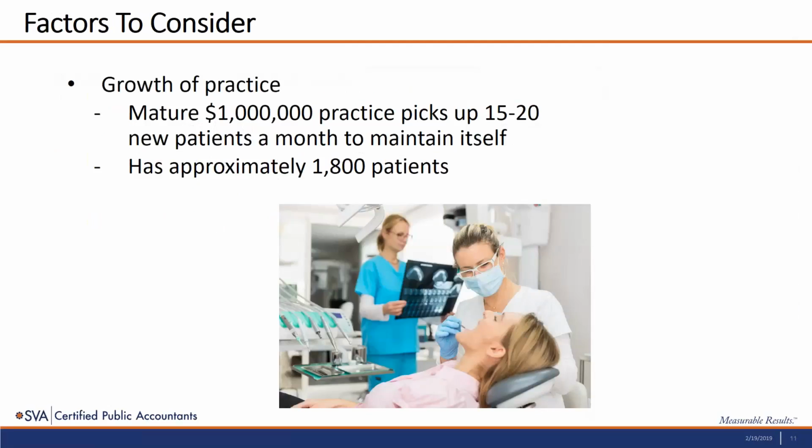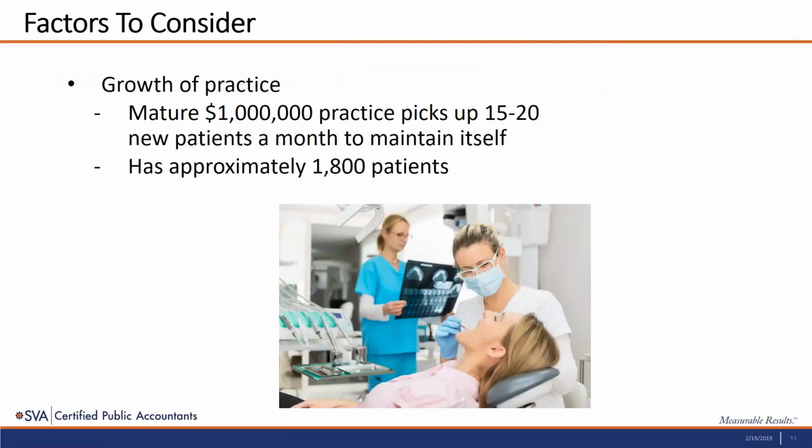So one of the first factors we really like to consider is the growth trend of the practice. As we think back to that average practice we were talking about that has $1 million in collections, I think typically if we see a mature practice collecting about $1 million, that practice is going to be picking up at a minimum somewhere between 15 and 20 new patients every month, just to maintain that practice and keep it at that $1 million level.